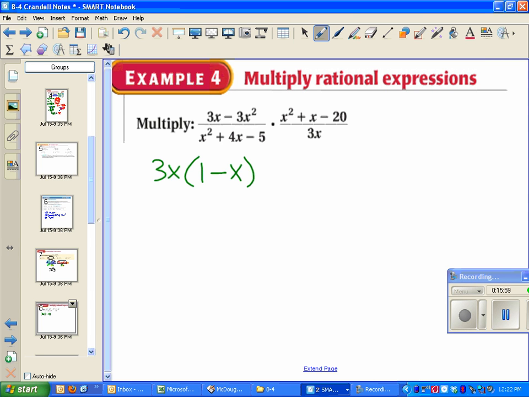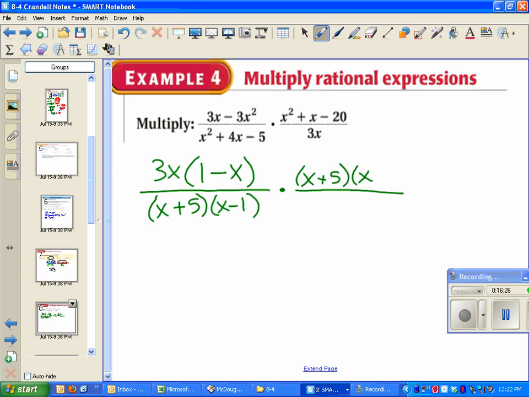All right, if you can do the rest all by your lonesome, please pause it, try it, and then search and destroy. That's the fun part. All right, if you don't, we have x plus 5 and x minus 1. Again, if you need help factoring, go to that video, or do Clinton's magic, write down your factors, and then the top one factors into x plus 5 and x minus 4, and then 3x. Okay, now the fun part. Now we get to search and destroy.